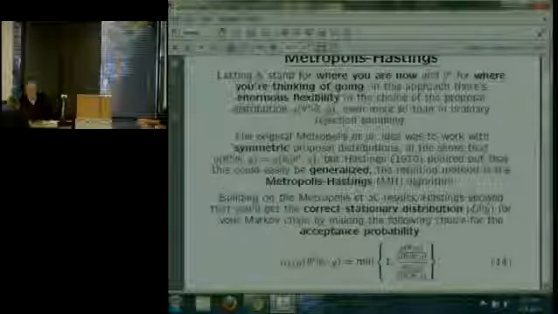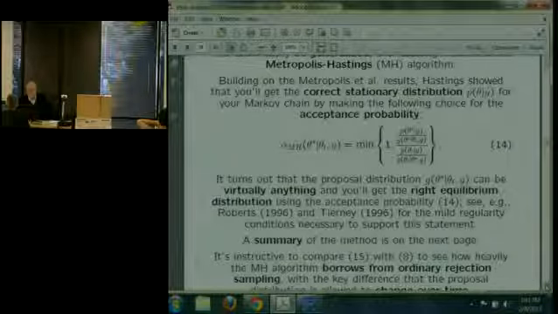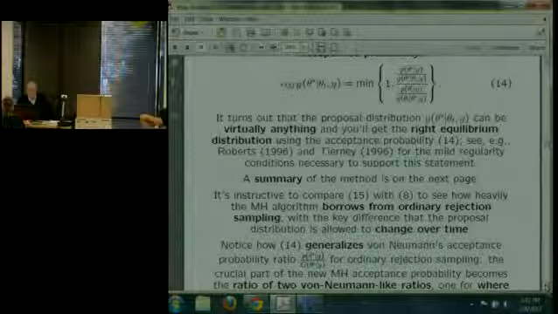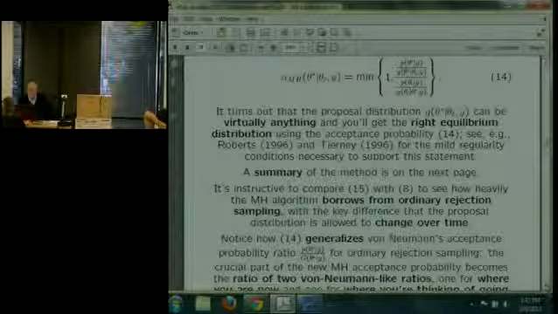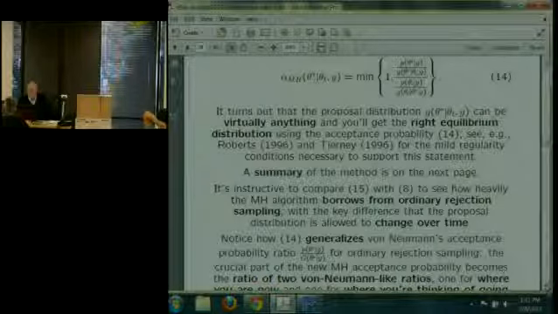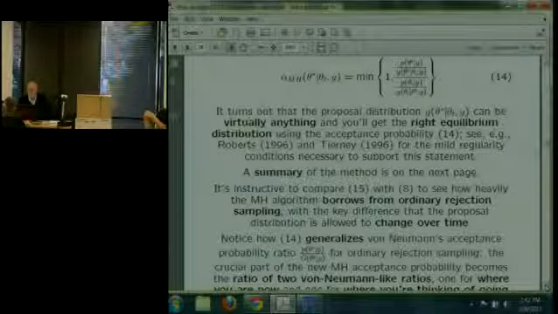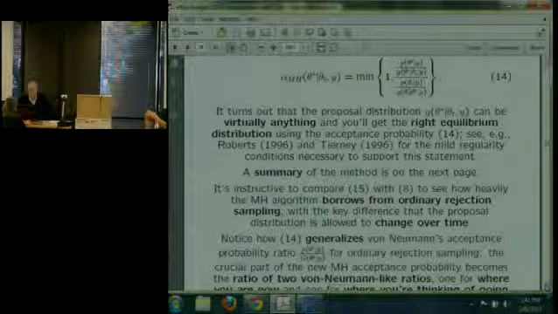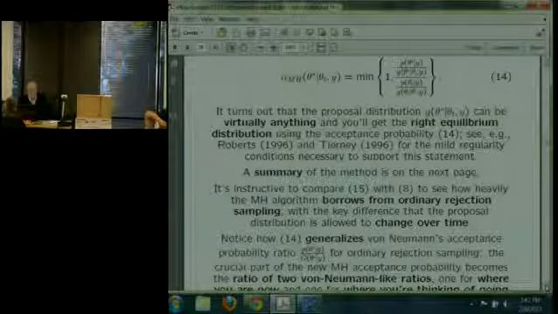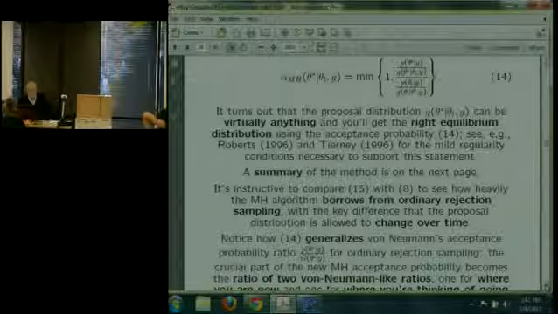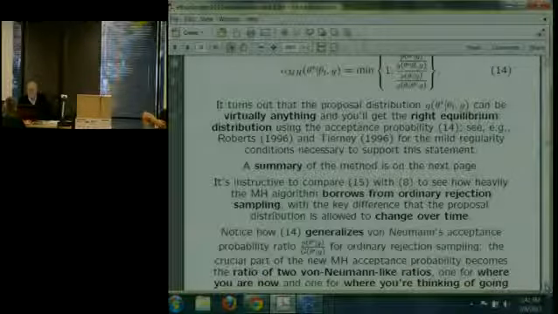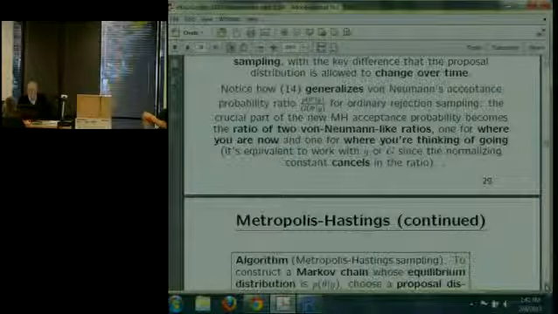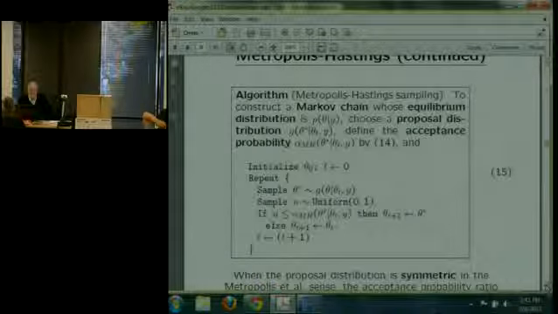So actually what Hastings found, interestingly, is that the right thing to do is to use an acceptance probability that is governed by a ratio of two von Neumann-like ratios from ordinary rejection sampling. And it turns out that the proposal distribution, g of theta star given theta t, can be virtually anything, and you will get the right equilibrium distribution. There's almost no restrictions on it.